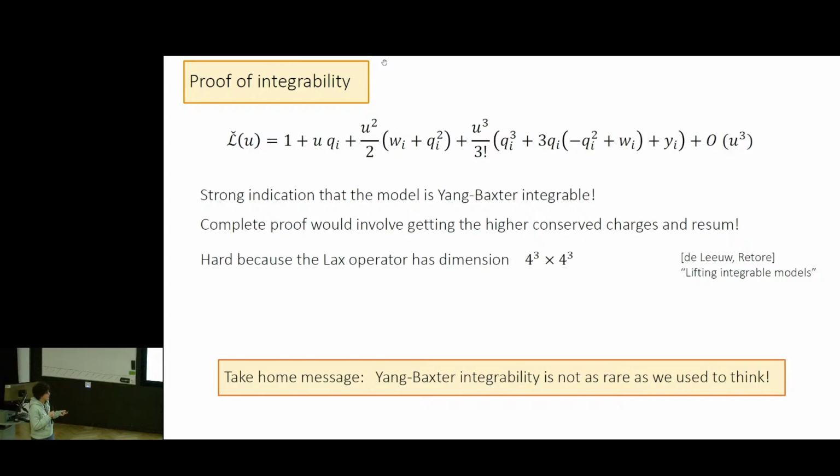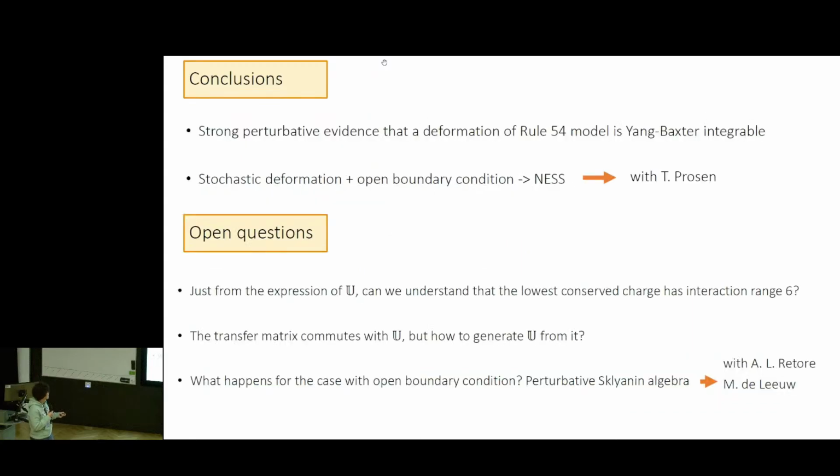This was a method which was developed by, you can find information in this paper, it's called Lifting Integrable Models, by Anna and Marius, who are also in the audience. Unfortunately for this model, this method does not really work because all the matrices that we are dealing with have these dimensions, so it starts to become very, very complicated. So let me emphasize that even if this model is very simple, Yang-Baxter integrability also appears here.